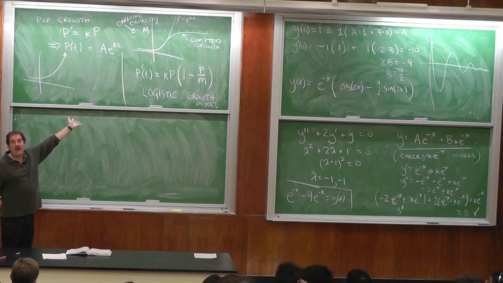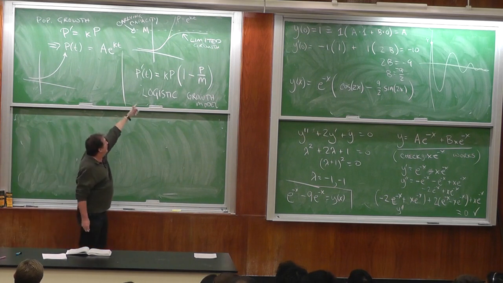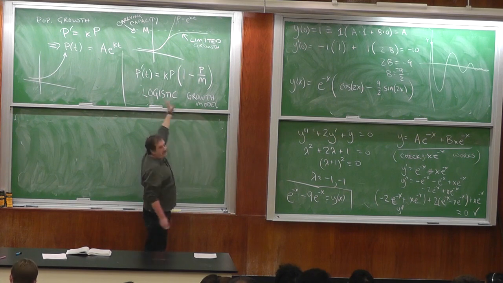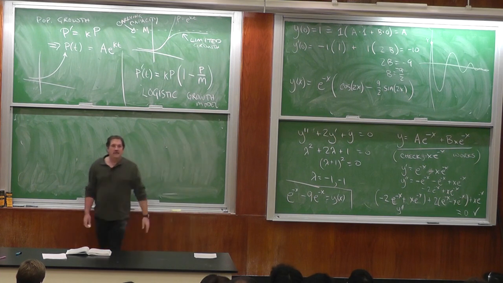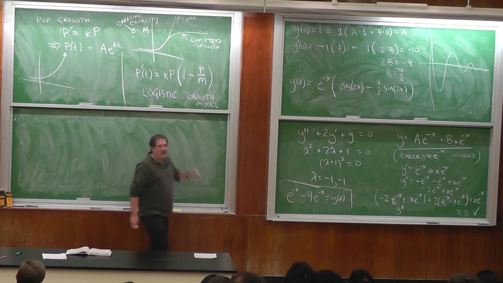So let me tell you how you solve this. You separate variables and you get dP over P times (1 minus P over M) equals k, where M is a constant and k is a constant. To do that integral, it's partial fractions. So you do a partial fraction, get the integral, and then you solve. So, have fun.